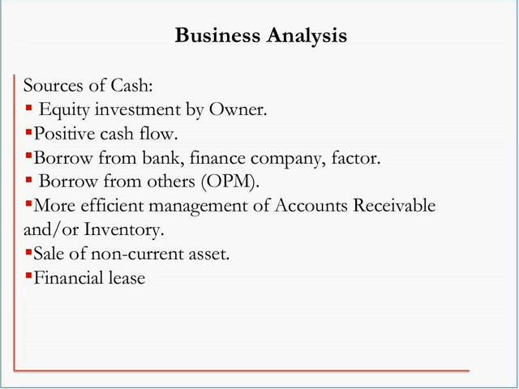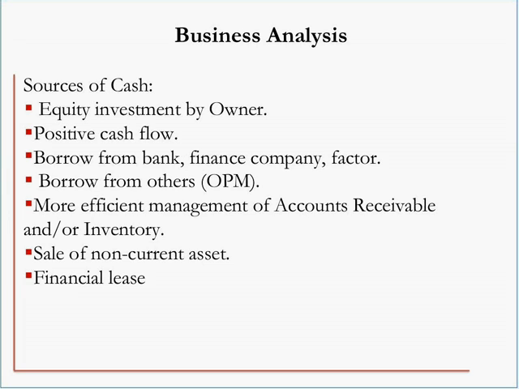A sale of a non-current asset. We sell current assets like inventory. That's a normal course of production, a normal course of business. But a sale of a non-current asset, such as a car or some asset that has scrap value or whatever, it's a minor issue, but it is a source of cash.